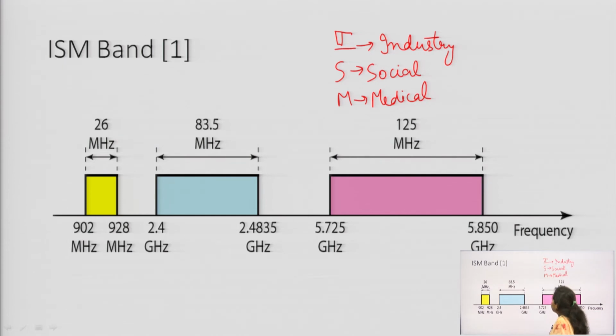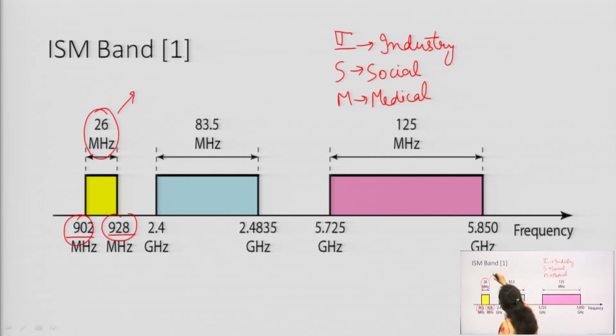Like in the case of this industry band, as you can see over here, this industry band is using 902 megahertz to 928 megahertz. So, this is the range of frequency that has been used for the purpose of transmission. Its bandwidth, if you subtract the lower frequency from the upper frequency, will be 26 megahertz. So, that corresponds to the industrial operation.